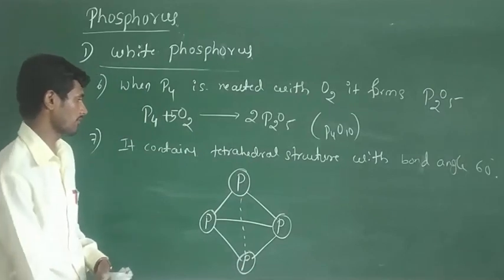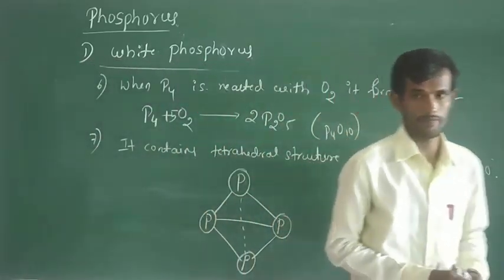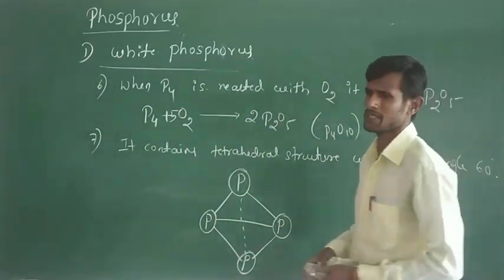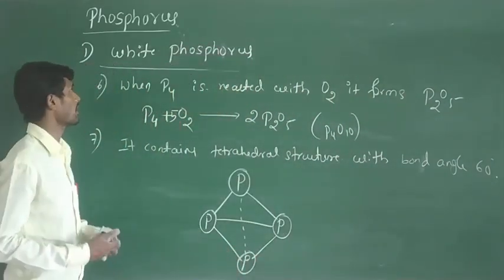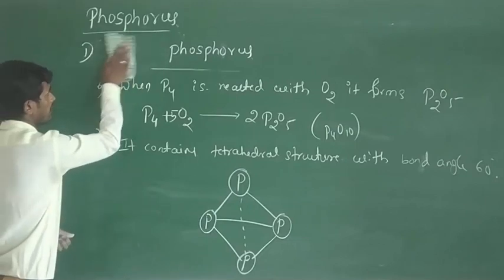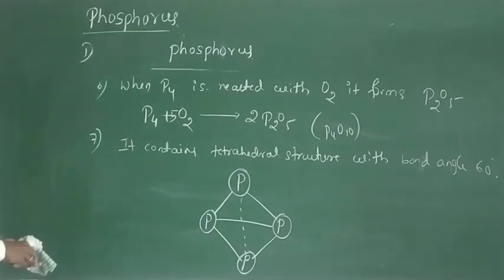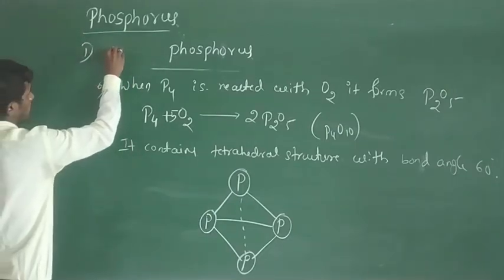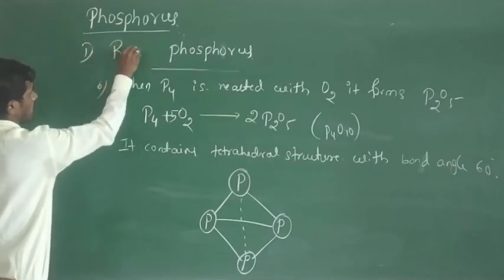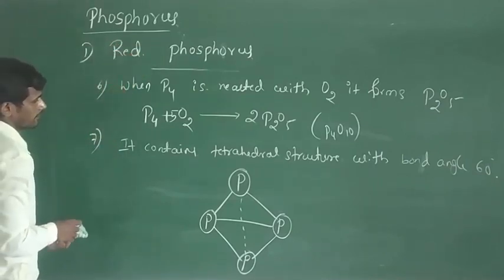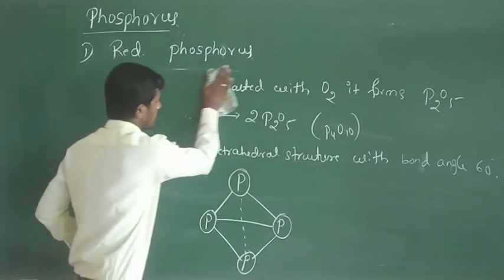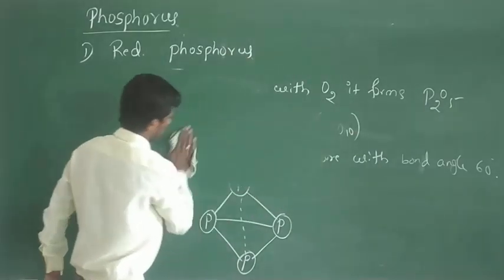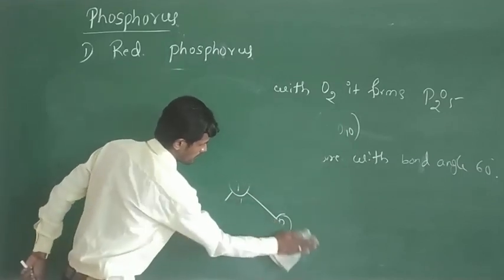As this is the structure of white phosphorus. Just remember these points which explain the properties of white phosphorus. Next, go to another allotropic form, that is red phosphorus. Okay, I have this. Now we'll move to the properties of red phosphorus.